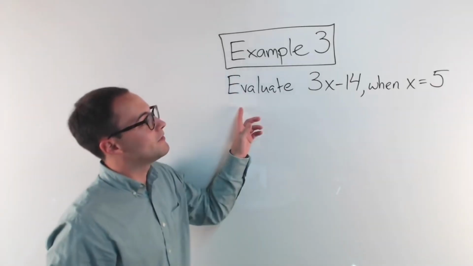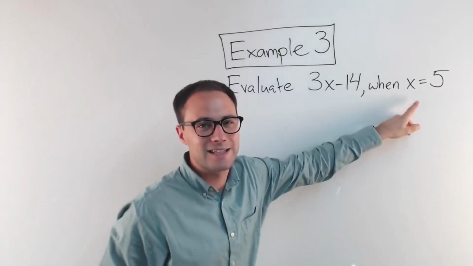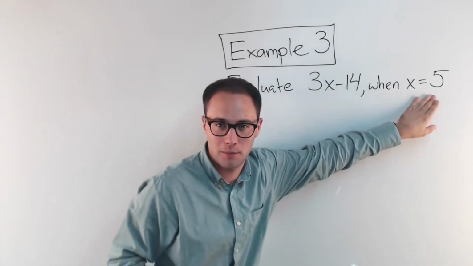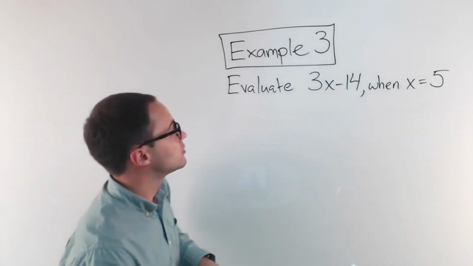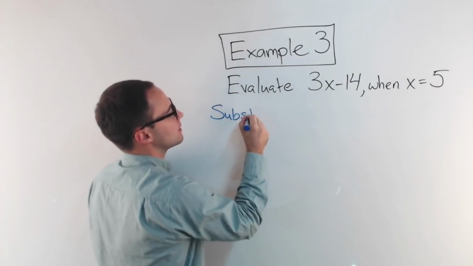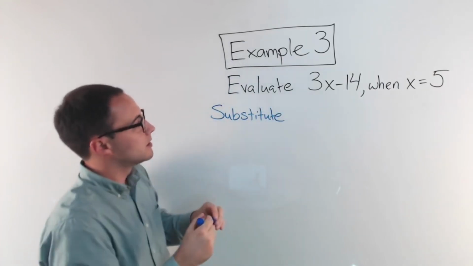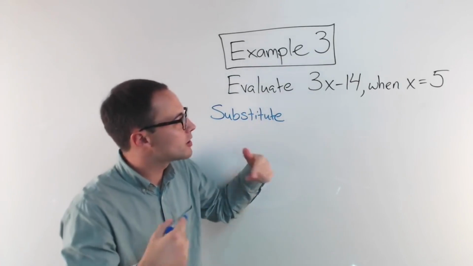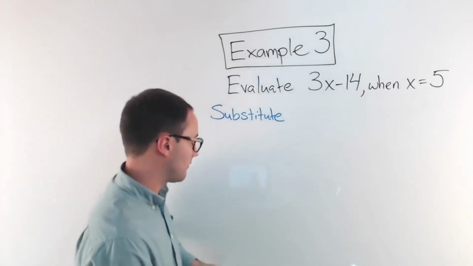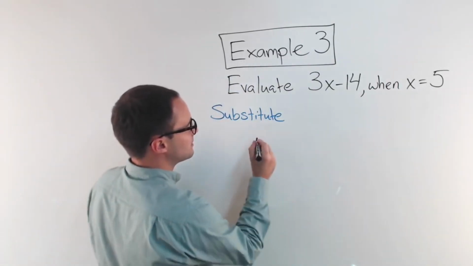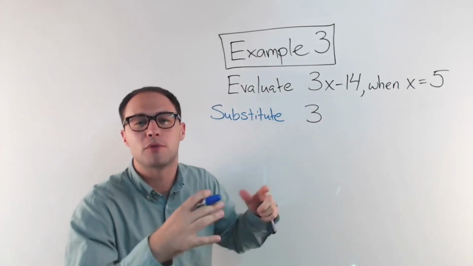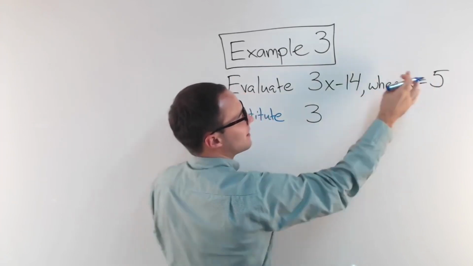Here's our last example. Evaluate 3x minus 14 when x equals 5. In this situation, they're telling us exactly what the variable is going to be equal to, and that's going to be 5. So my first step is to substitute. To evaluate, I'm trying to find the value, and in order to do that, I need to substitute that 5 in for x, because it's saying x is equal to 5. A good habit to get into is when you substitute, use parentheses. All I'm doing is replacing the x with that 5.